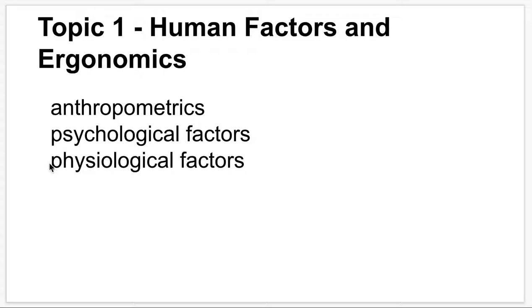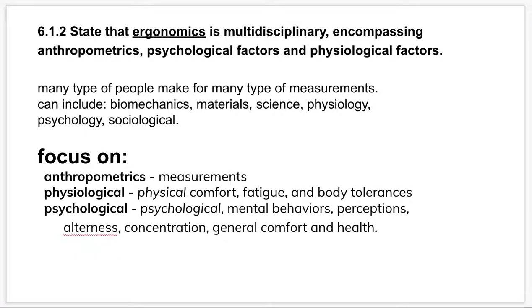We're going to get into a little bit of anthropometrics for this video. So remember, there are those two other factors, and I'll talk a little bit about them to begin with. The first one is anthropometrics. It's mainly about measurements. That's something that's really important. Physiological factors are related to physical aspects, like comfort, fatigue, body tolerances. Psychological factors are about mental behaviors, perceptions, alertness, these types of things. So it's that psychological aspect versus the physical versus the measurement.